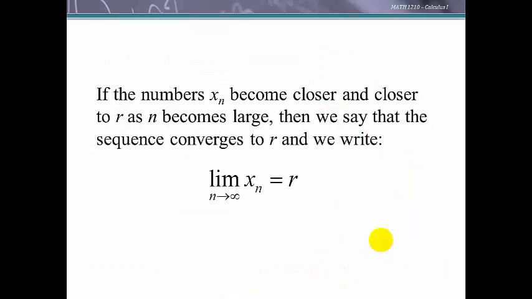If the numbers xn that we're getting, because we're getting x sub 1, x sub 2, x sub 3, become closer and closer to the root as n becomes large, we say that the sequence that we're generating by getting x1, 2, and 3 converges to r. We write the limit as n approaches infinity of x sub n equals r. So if we can keep going in on this closer and closer, so x1, 2, 3, 4, dot, dot, dot to infinity, then we will have our root.